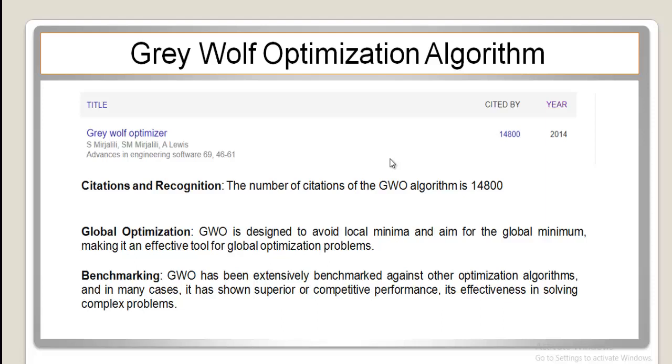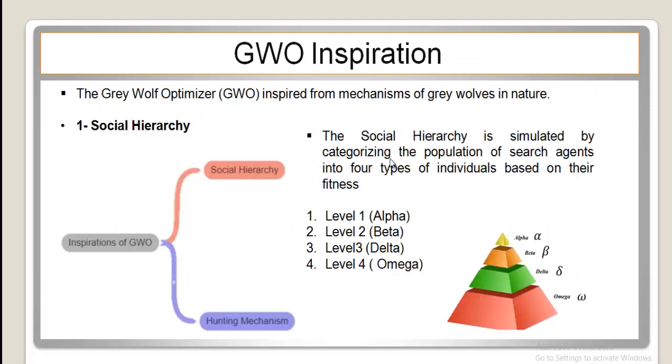The gray wolf optimization algorithm is inspired by the mechanism of the gray wolf in nature. The first one is from the social behavior, and the second one is from the hunting mechanism. Central to this inspiration is the social hierarchy of the wolf. In nature, gray wolves organize themselves into a strict hierarchical structure, which the gray wolf optimization algorithm simulates in its operation.